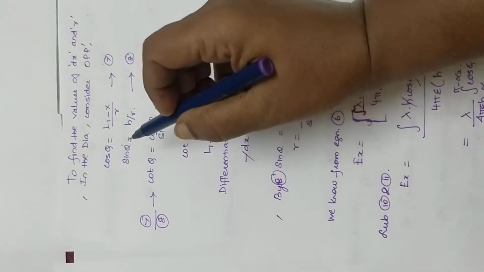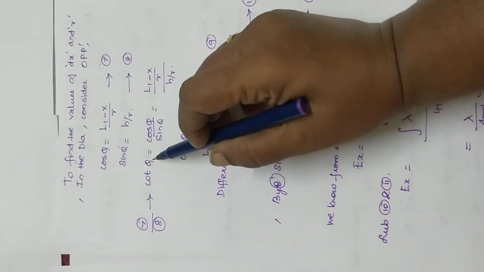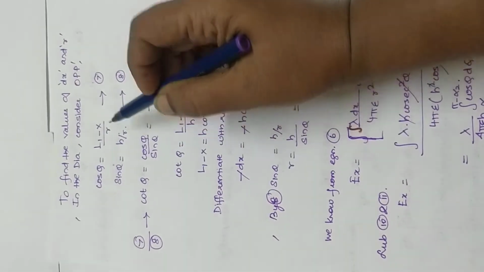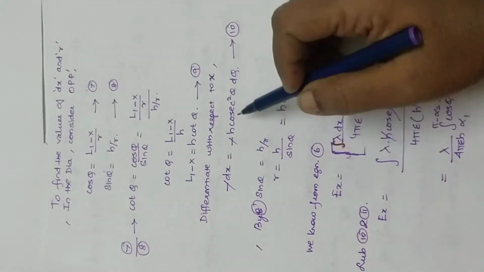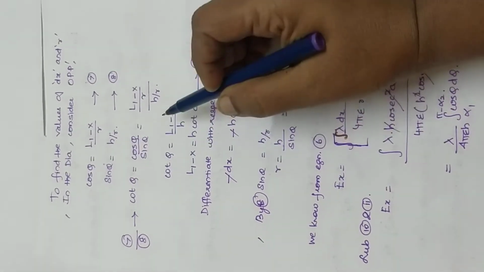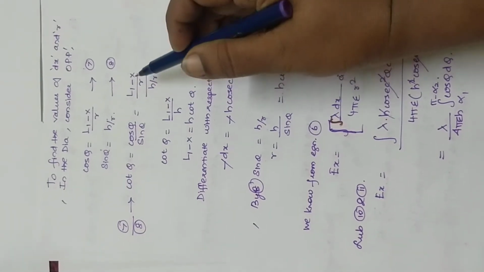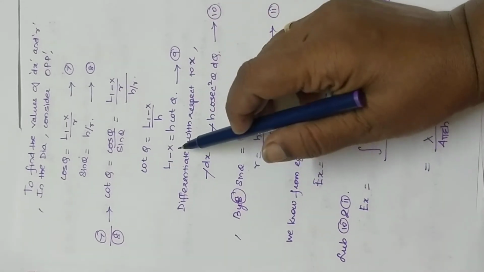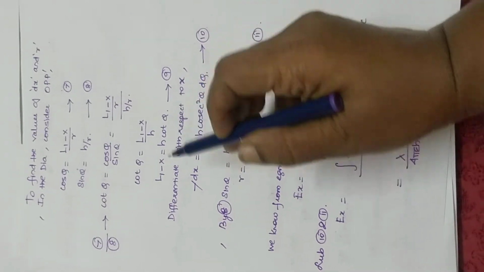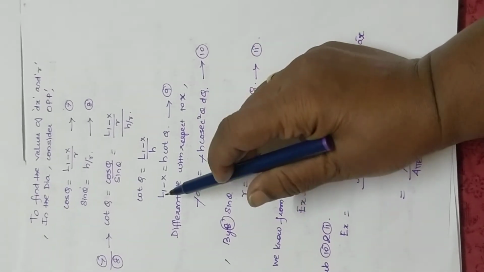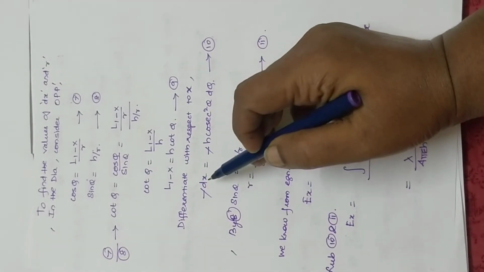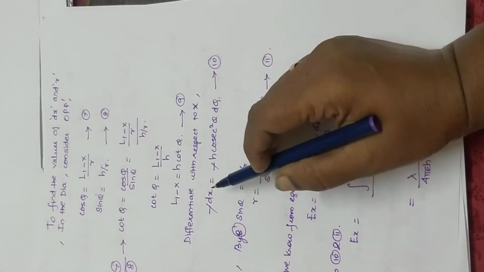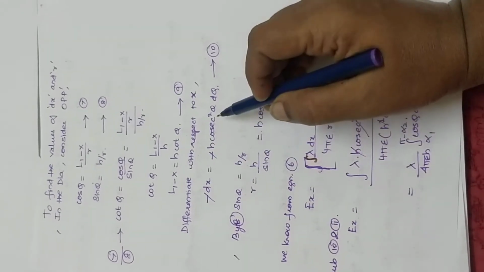You know mathematically that cos theta divided by sin theta is equal to cot theta, which is equal to L1 minus x divided by r, whole divided by h by r. Upon simplification of this equation, r and r cancel out, so I am left with cot theta equal to L1 minus x divided by h. So L1 minus x equal to h cot theta. Differentiate both sides. This is a constant, it becomes 0, minus dx equal to, for cot theta, minus cosecant square theta d theta. So the equation for dx is h cosecant square theta d theta.